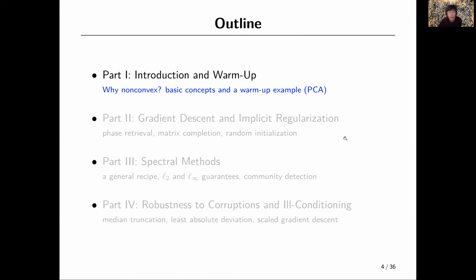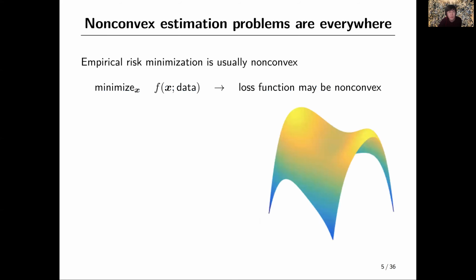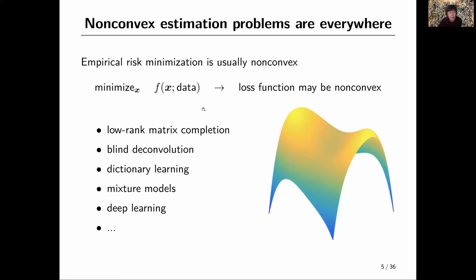So without further ado, this part of the tutorial will be focusing on part 1. Non-convex estimation problems are everywhere in signal estimation and data science. We're dealing with empirical risk minimization problems by formulating them as an optimization problem where we're searching for some parameter x to minimize some loss function constructed using the data. This can be seen in applications such as low-rank matrix completion, blind deconvolution, dictionary learning, deep learning, and so on.